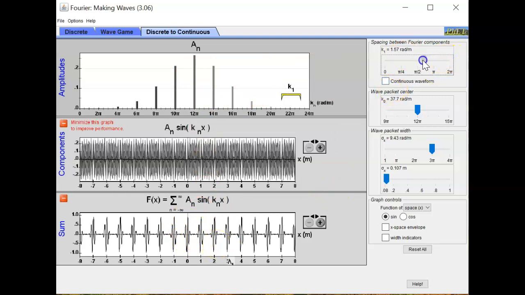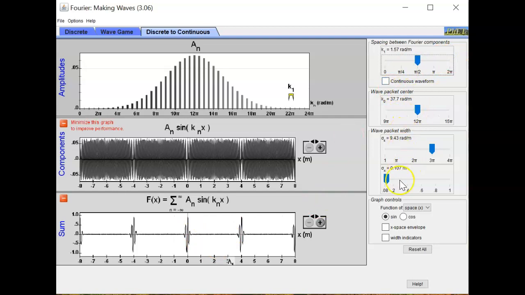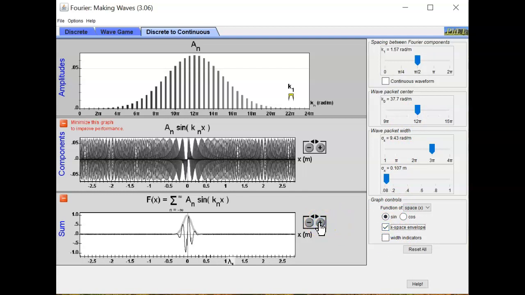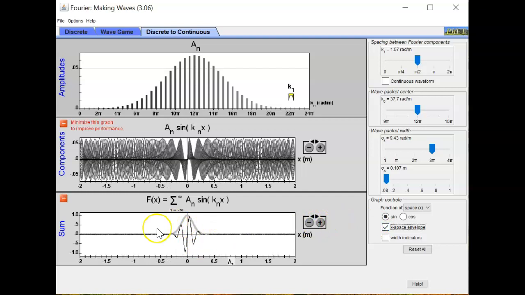So if I go back to some initial setting, if I want to look at the envelope, I can turn this on, and if we want to make the width of the envelope wider, this is where you can start to think about the uncertainty principle. Here it's just a Fourier transform, but if I make the width of the envelope wider, that's the same thing as decreasing my width in k-space. And if you notice wave packet width, I have sigma k and sigma x on the bottom.